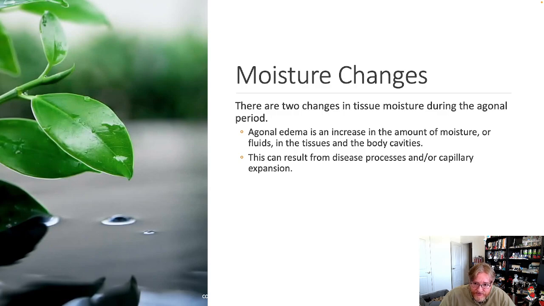There are 2 changes in tissue moisture. The first is agonal edema. This is an increased amount of moisture or fluids in the tissues of the body cavities, and I just explained why and how that is. This can result from disease process as well as from capillary expansion.